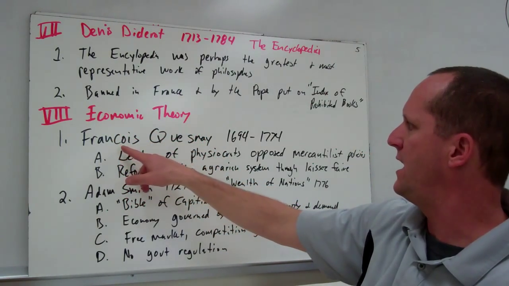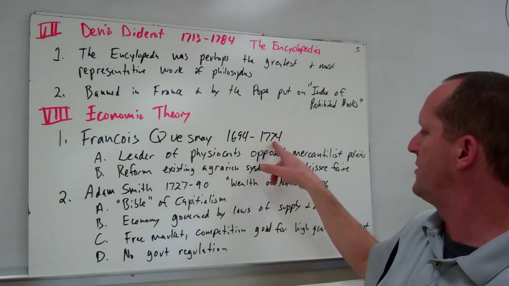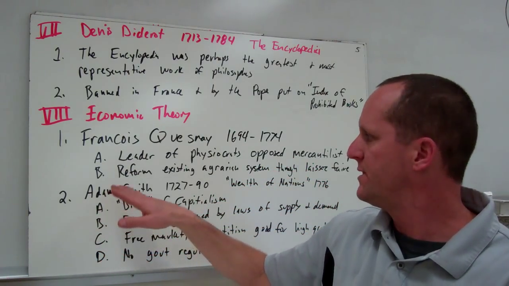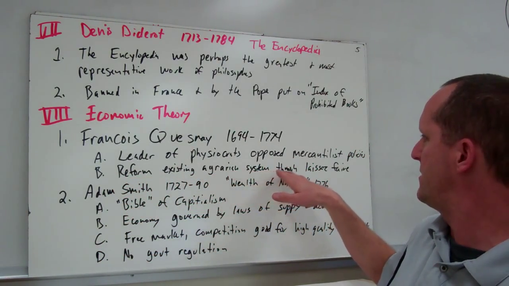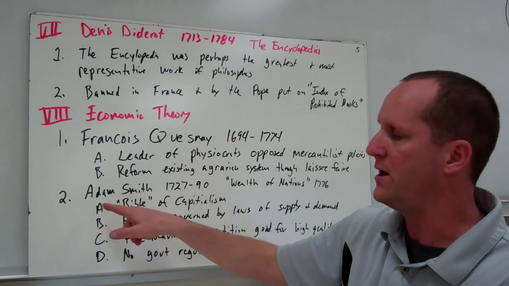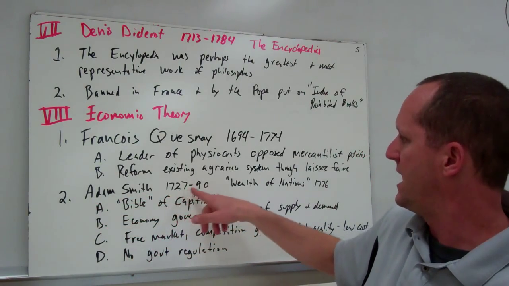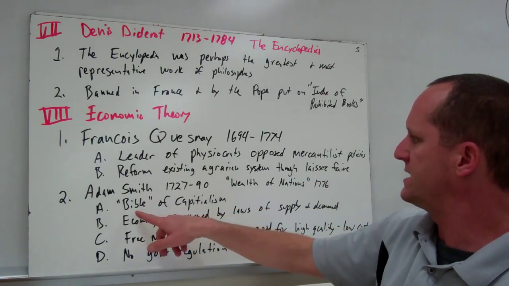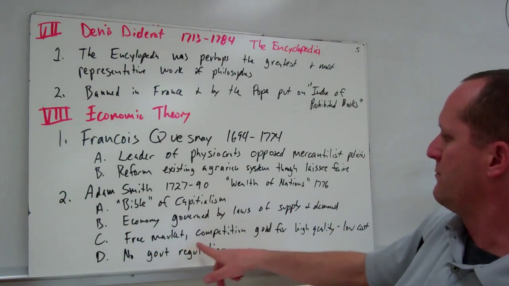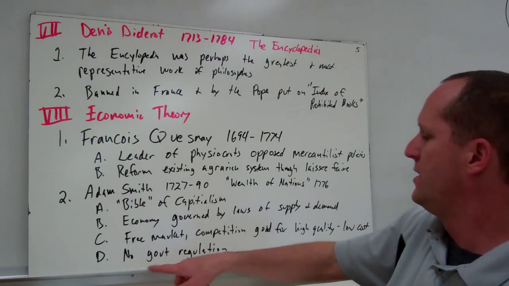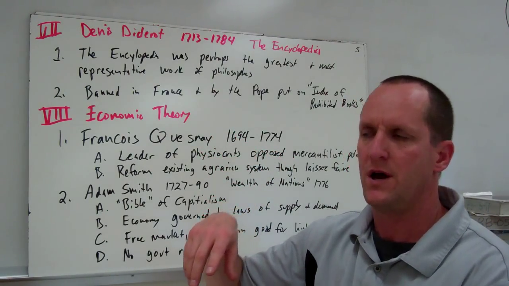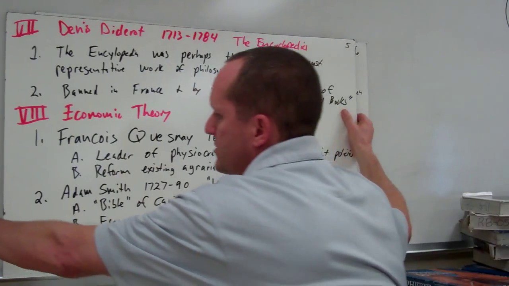Now, economic theory, we had Francois Quesnay, 1694 to 1774, leader of the physiocrats. He opposed mercantilism policies, thought there needed to be reform existing in the agrarian system through laissez-faire. So he was the beginning of the thought process to capitalism. The huge writer of that was Adam Smith, 1727 to 90. He wrote The Wealth of Nations in 1776, which was the Bible of capitalism. Economy governed by laws of supply and demand, free market competition, goods for high quality, low cost, no government regulation. So he was the beginner of capitalism that would then flourish throughout England during the agricultural revolution and then into the industrial age.